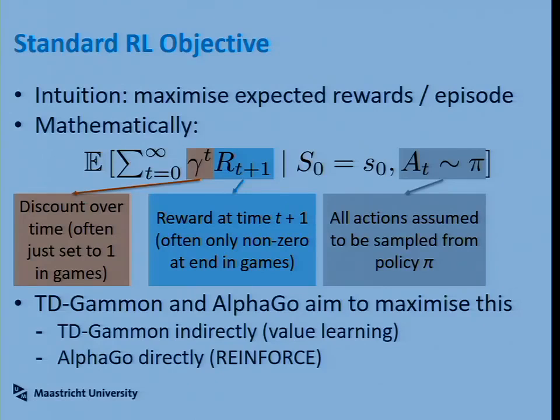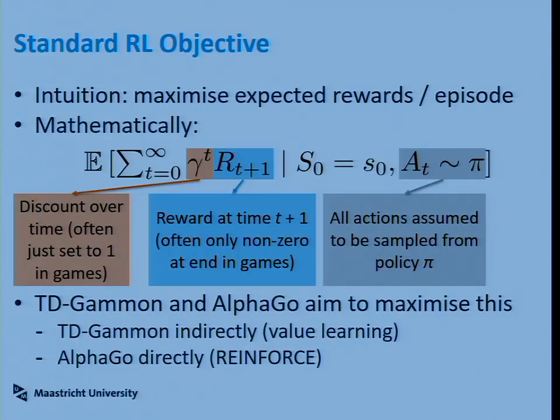The intuition of this standard RL objective, which we always optimize in the standard reinforcement learning setting, is just to maximize the expected rewards that you gather over your episodes. So it's an expectation over an infinite sum. In games, we usually set the discount factor to 0. In games, we usually only have a single point in time where you get a non-zero reward, which would be a terminal game state.